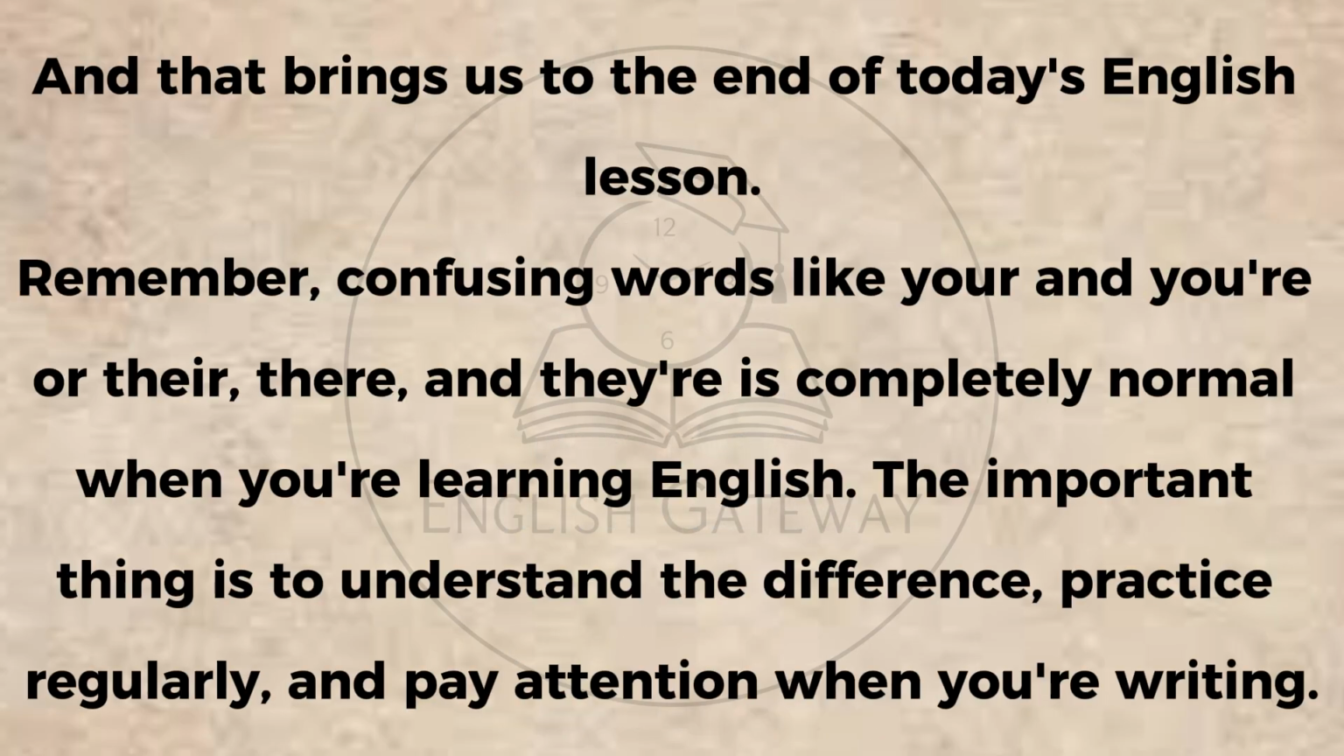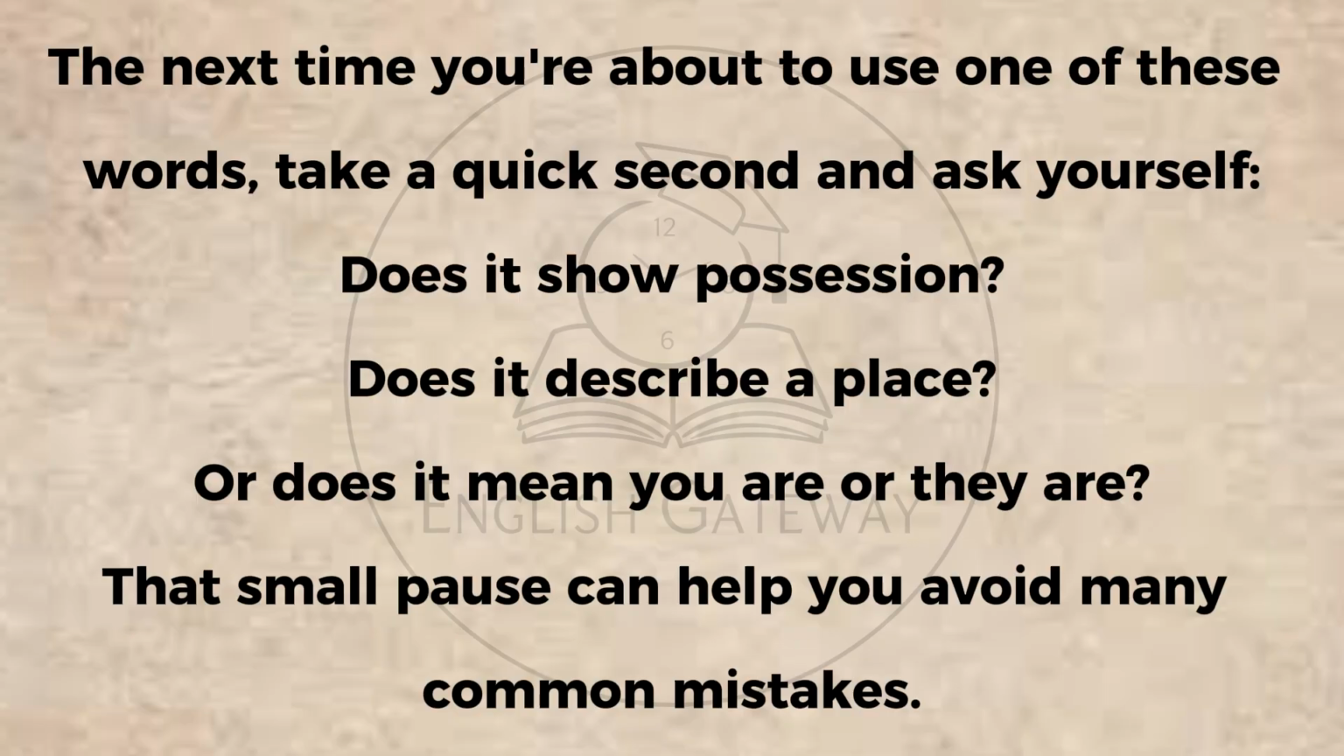Excellent work. And that brings us to the end of today's English lesson. Remember, confusing words like your and you're or there, their, and they're is completely normal when you're learning English. The important thing is to understand the difference, practice regularly, and pay attention when you're writing. The next time you're about to use one of these words, take a quick second and ask yourself, does it show possession? Does it describe a place? Or does it mean you are or they are? That small pause can help you avoid many common mistakes.